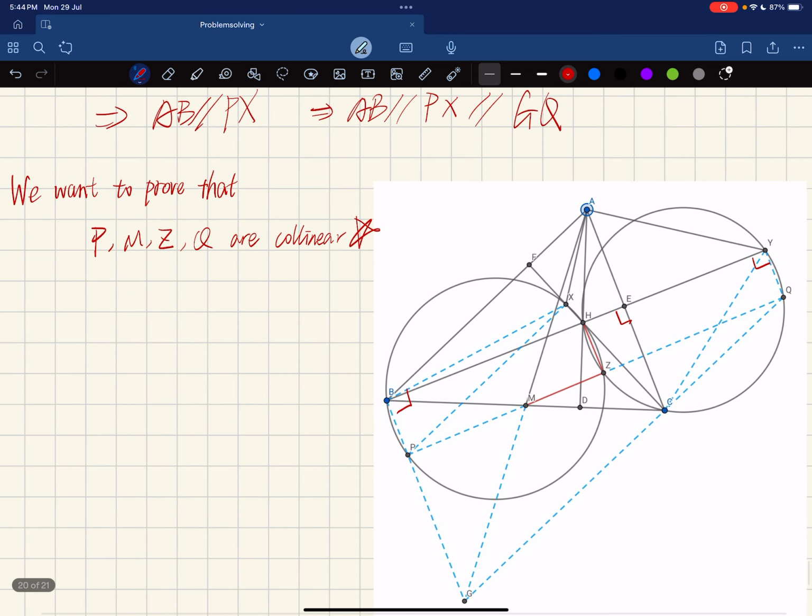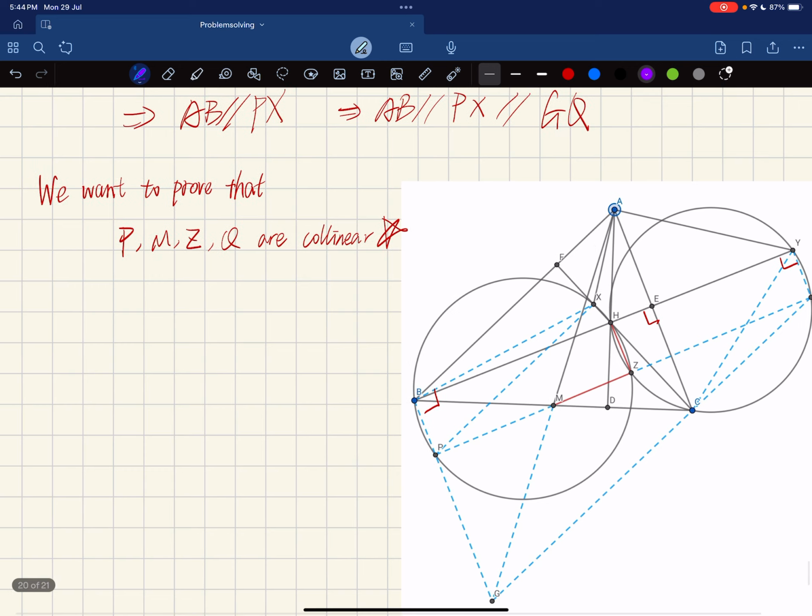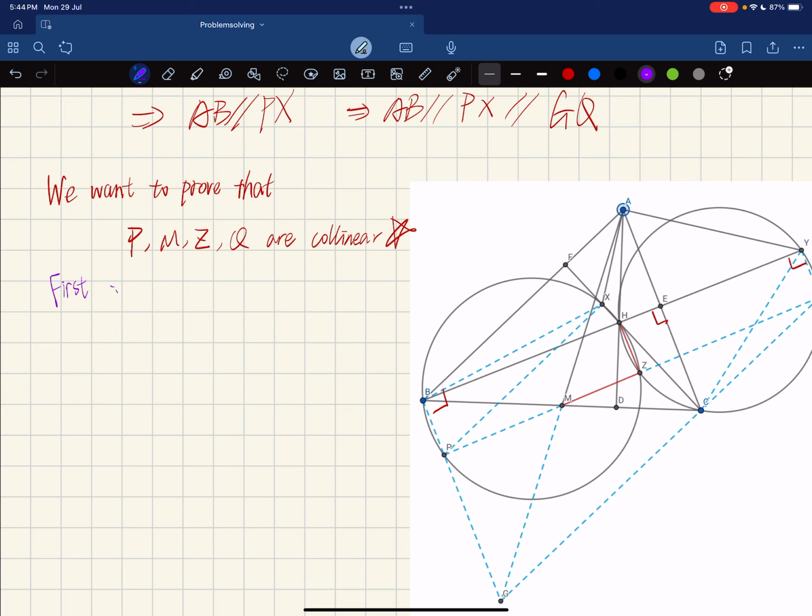So the most difficult part is also here. So how can we prove that? That is the problem. If we want to prove that the 4 points are collinear, we have to prove that 3 points are collinear, and the other 3 points are collinear, so that we can get this. So we can start from the easier ones. Maybe it is P, Z, Q. First, P, Z, Q collinear. How can we make it?